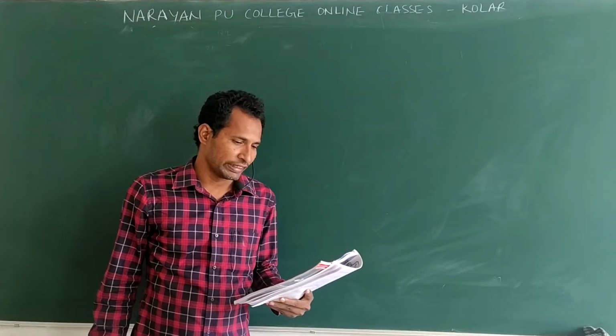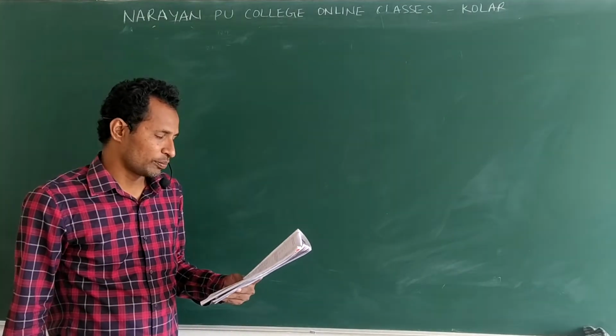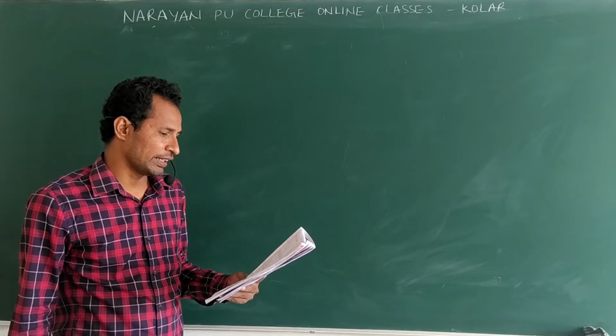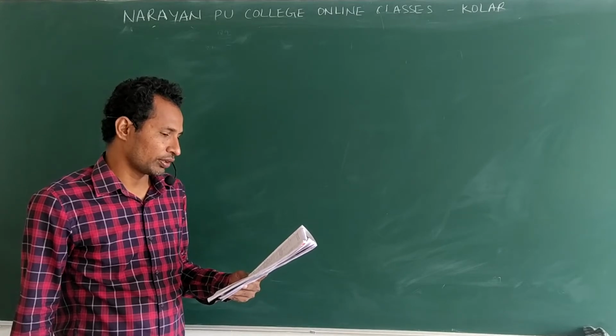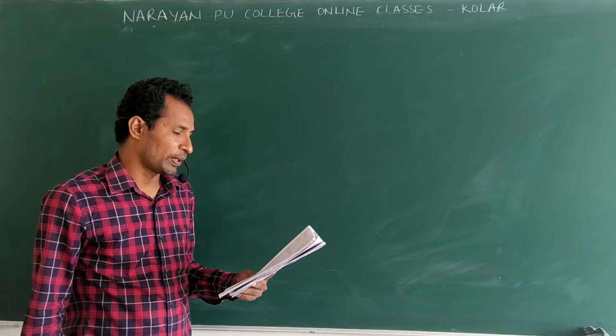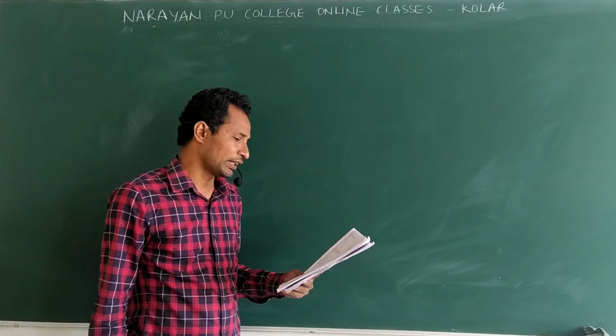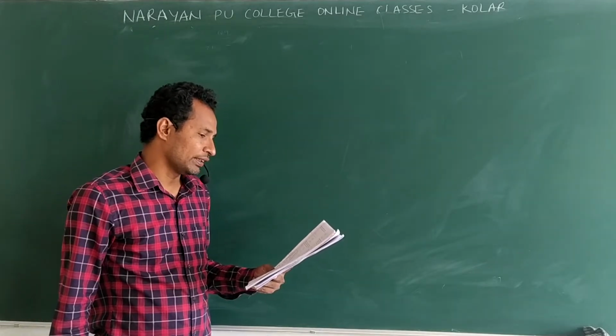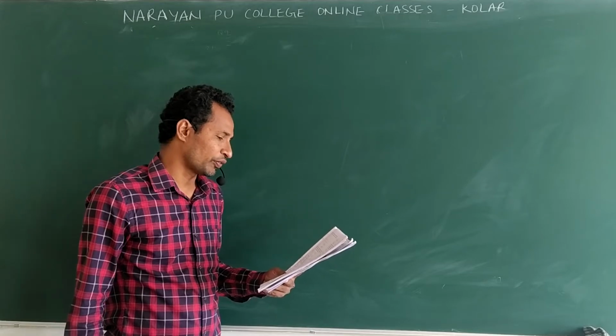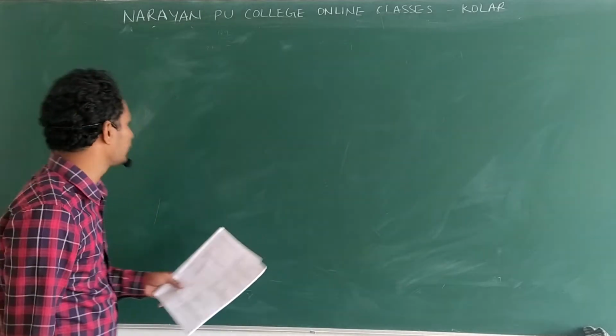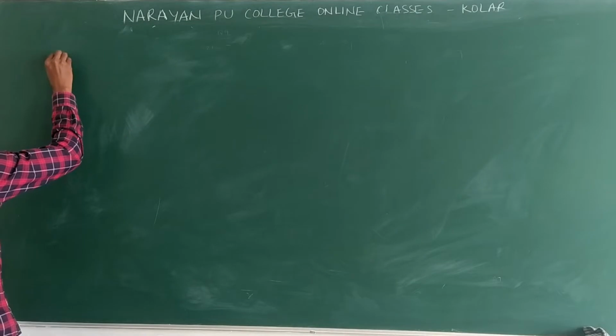Now come to 29. A charged particle of mass m and having charge q is held at a distance d from the fixed charge q. If the particle is released, the speed of the particle when it is at a distance 2d from the fixed charge is. Now 29.